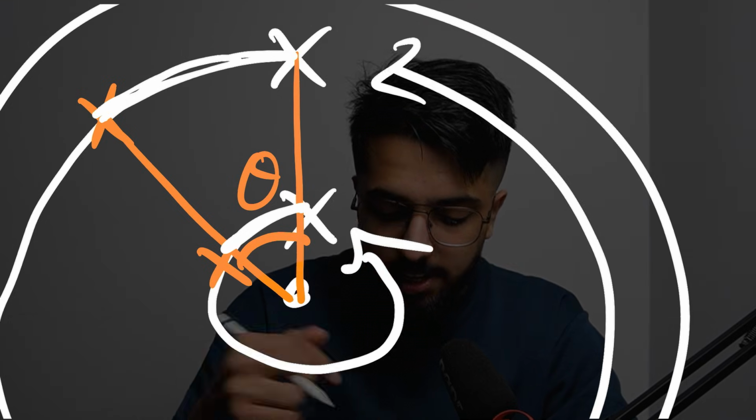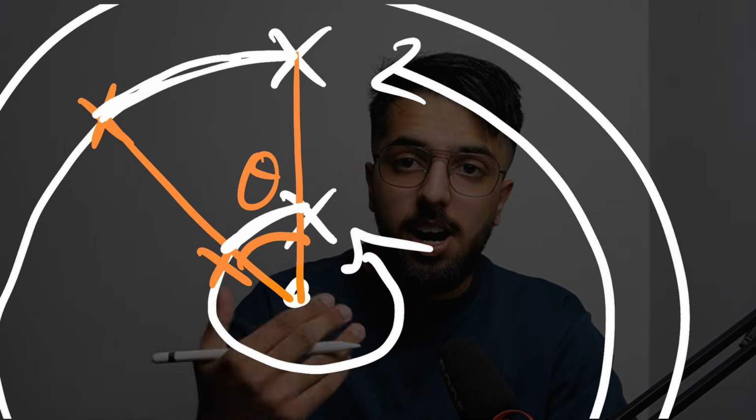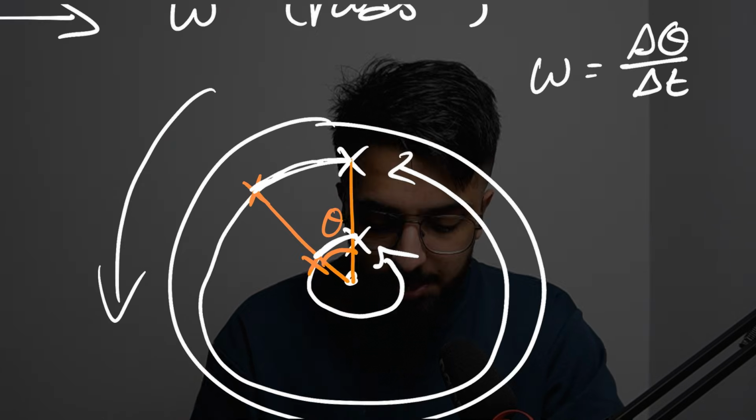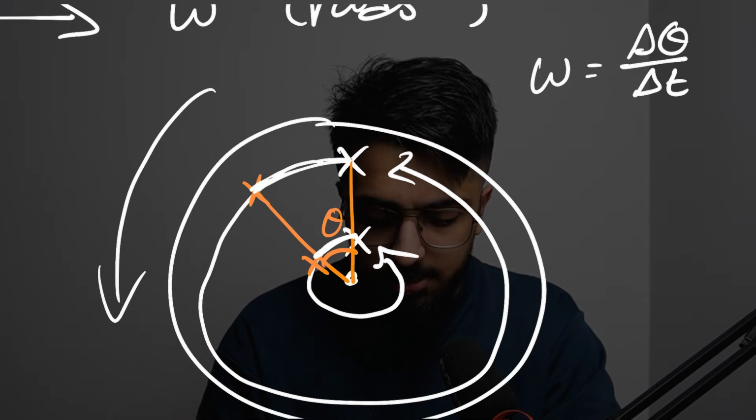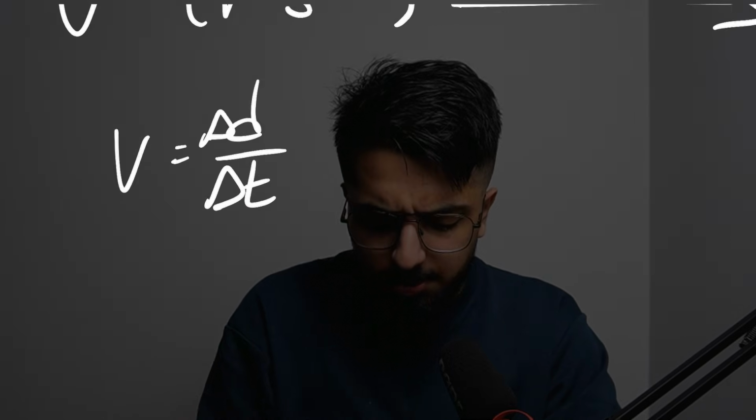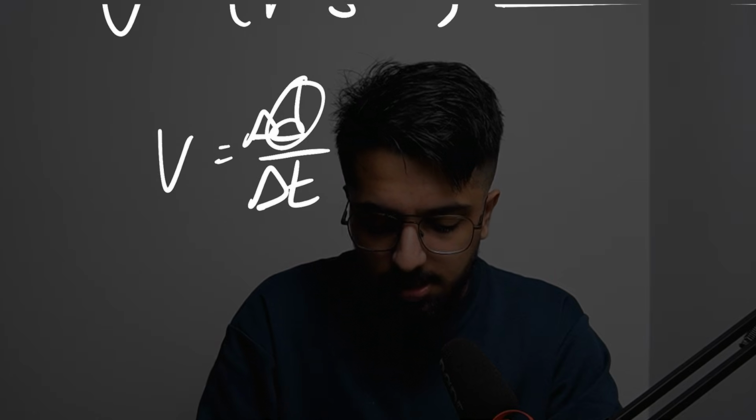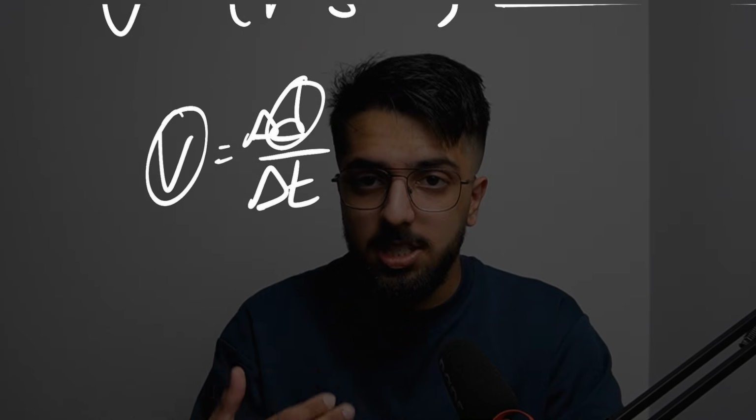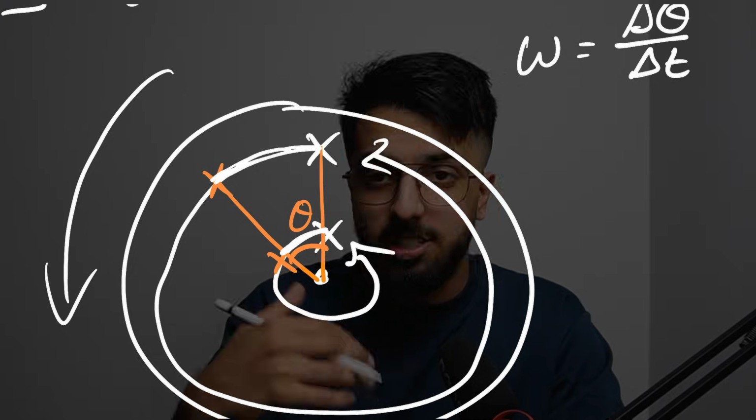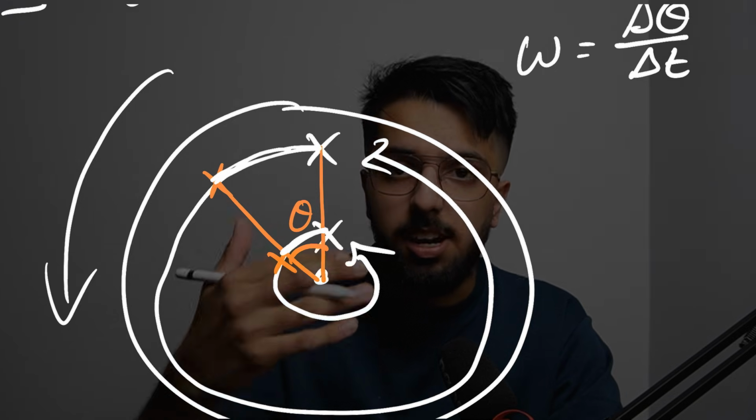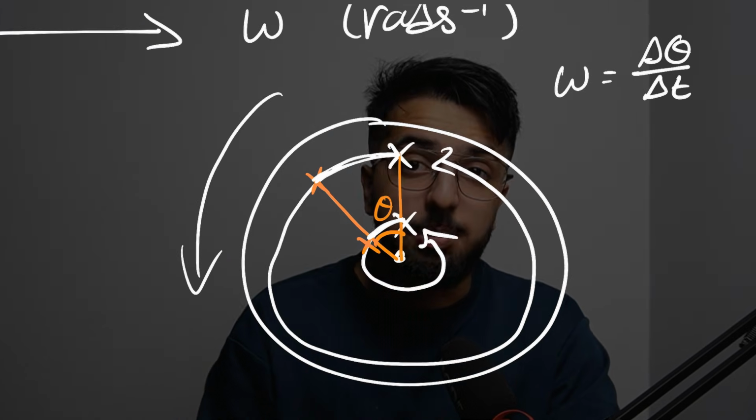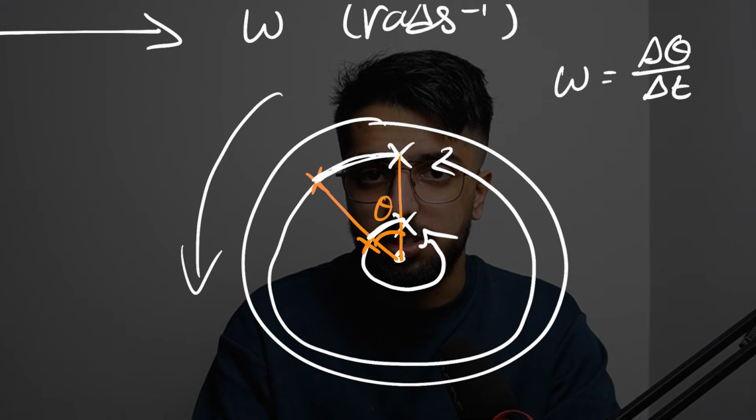The arc length for this inner object is smaller than the arc length for the outer object. And so the outer object had to cover more distance. As it covers more distance, its translational velocity must be larger. So if we have two objects on the plate at different radii, their translational velocities are going to be different. However, the angular velocity is the same.